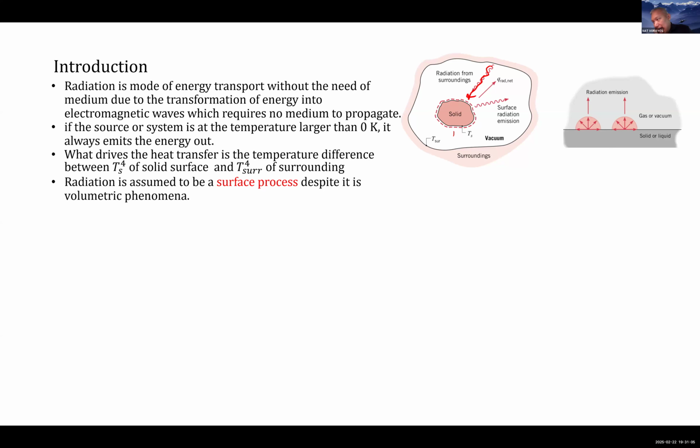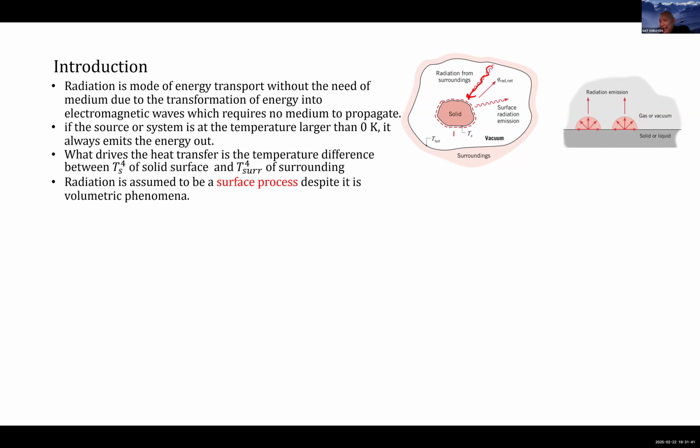Radiation exchange itself, when you have the medium in between, you have to think of the temperature of the medium too. The medium itself, it has its own molecules. If those molecules have a temperature larger than 0 degree Kelvin, those molecules also emit energy. That will make your problem complex.